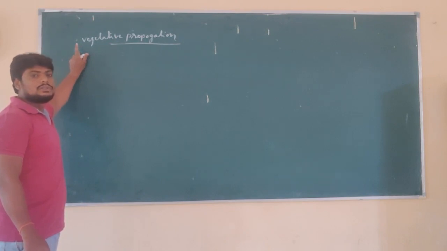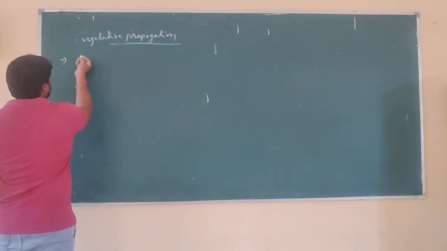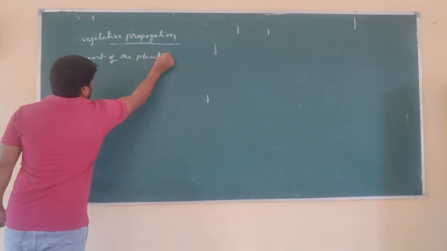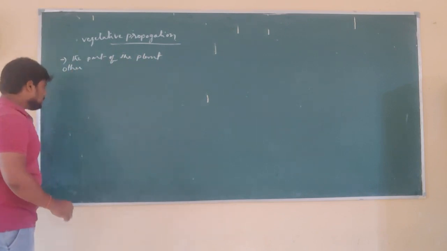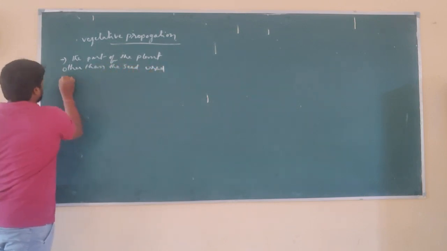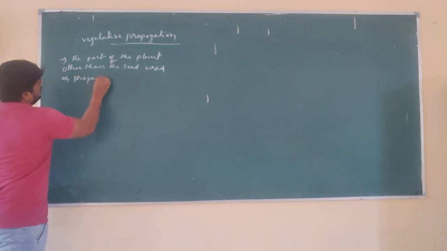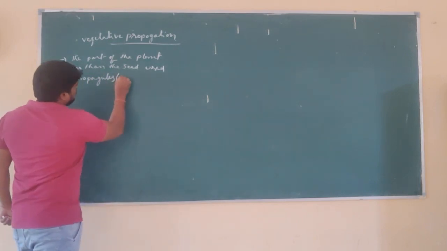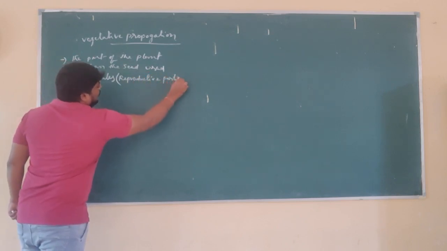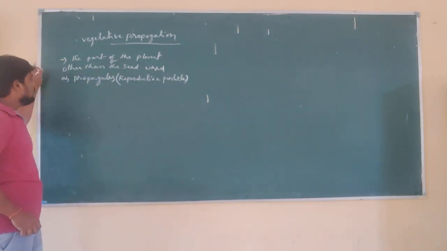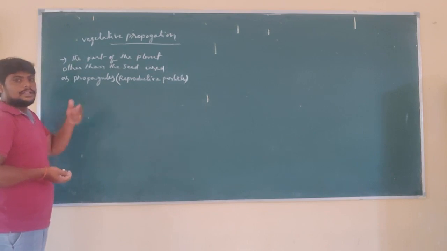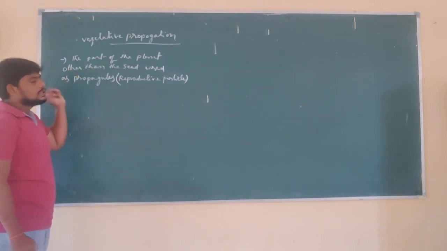Propagation means to produce propagules. So what does vegetative propagation mean? A part of the plant other than the seed, used as propagules. What do propagules mean? Reproductive particles. So in this vegetative propagation method, they use parts other than the seed to produce the new plant. So it is called vegetative propagation.